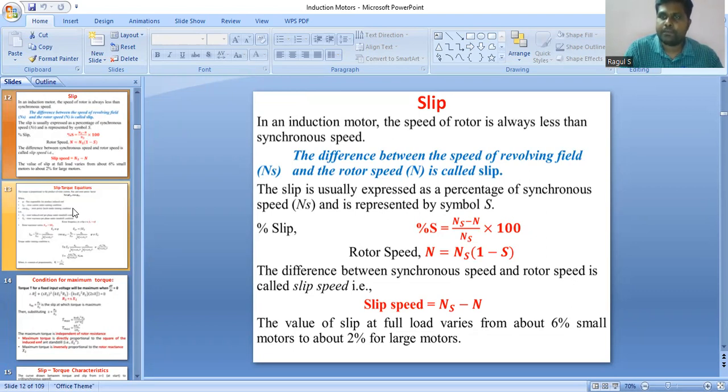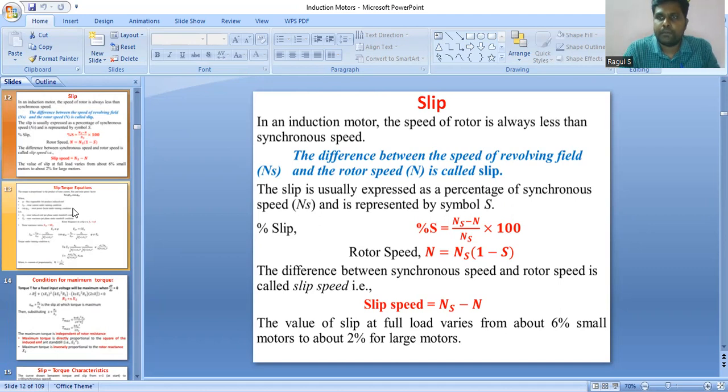Usually the slip is represented by the symbol S, and it is always expressed as a percentage. So percentage of slip is Ns minus N divided by Ns, into 100. Here N is the rotor speed and Ns is the synchronous speed. In some cases, the slip is defined as the difference between synchronous speed and rotor speed, which is 1 minus S into synchronous speed.